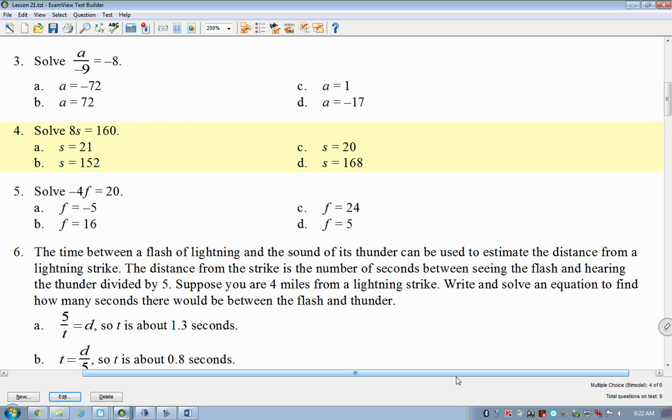All right, number 3. Let's try McEwen. Tell me what to do here. Multiply by -9. Okay, well, that can change things. What happens to the -9s on the left? They cancel each other out. I'm left with A equals, what's -8 times -9?